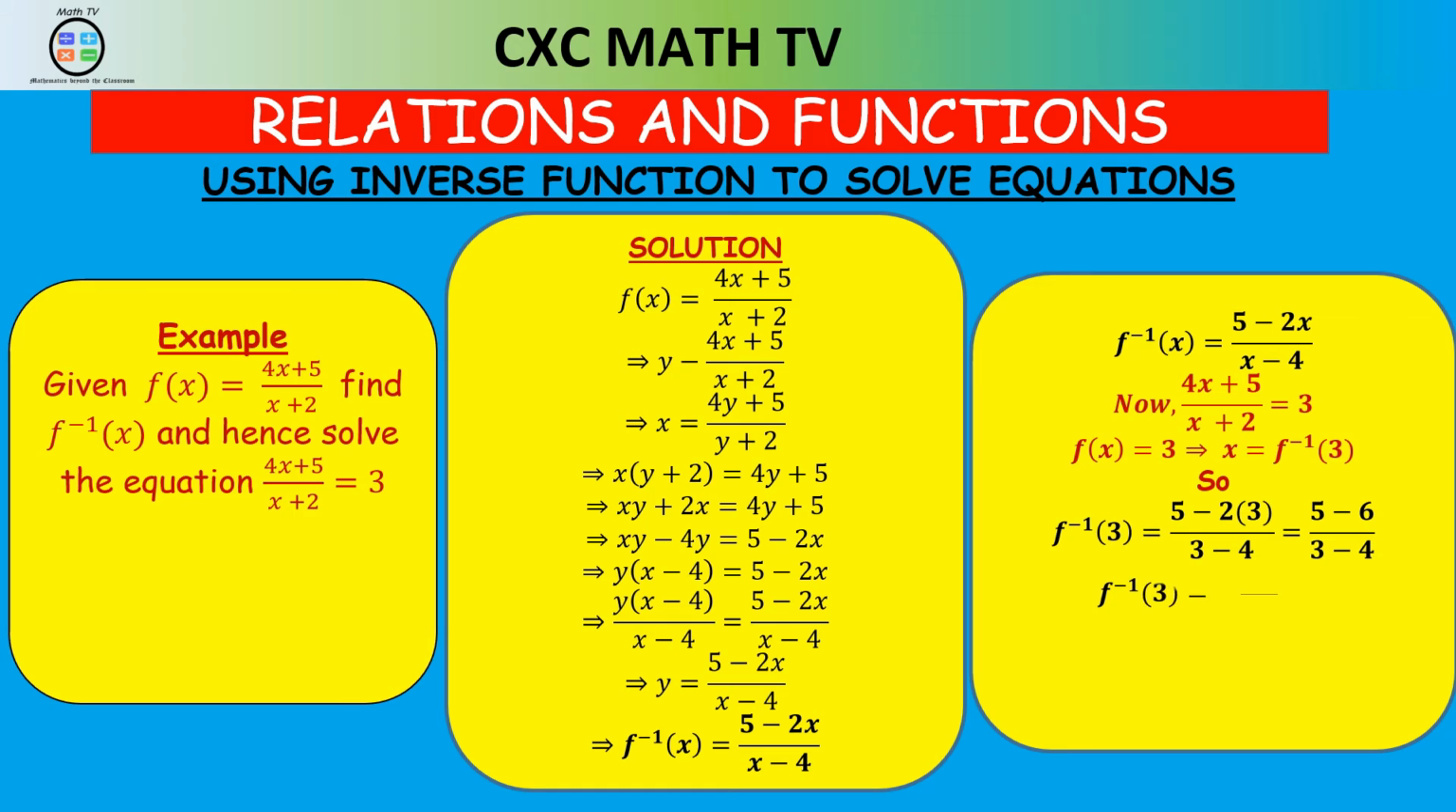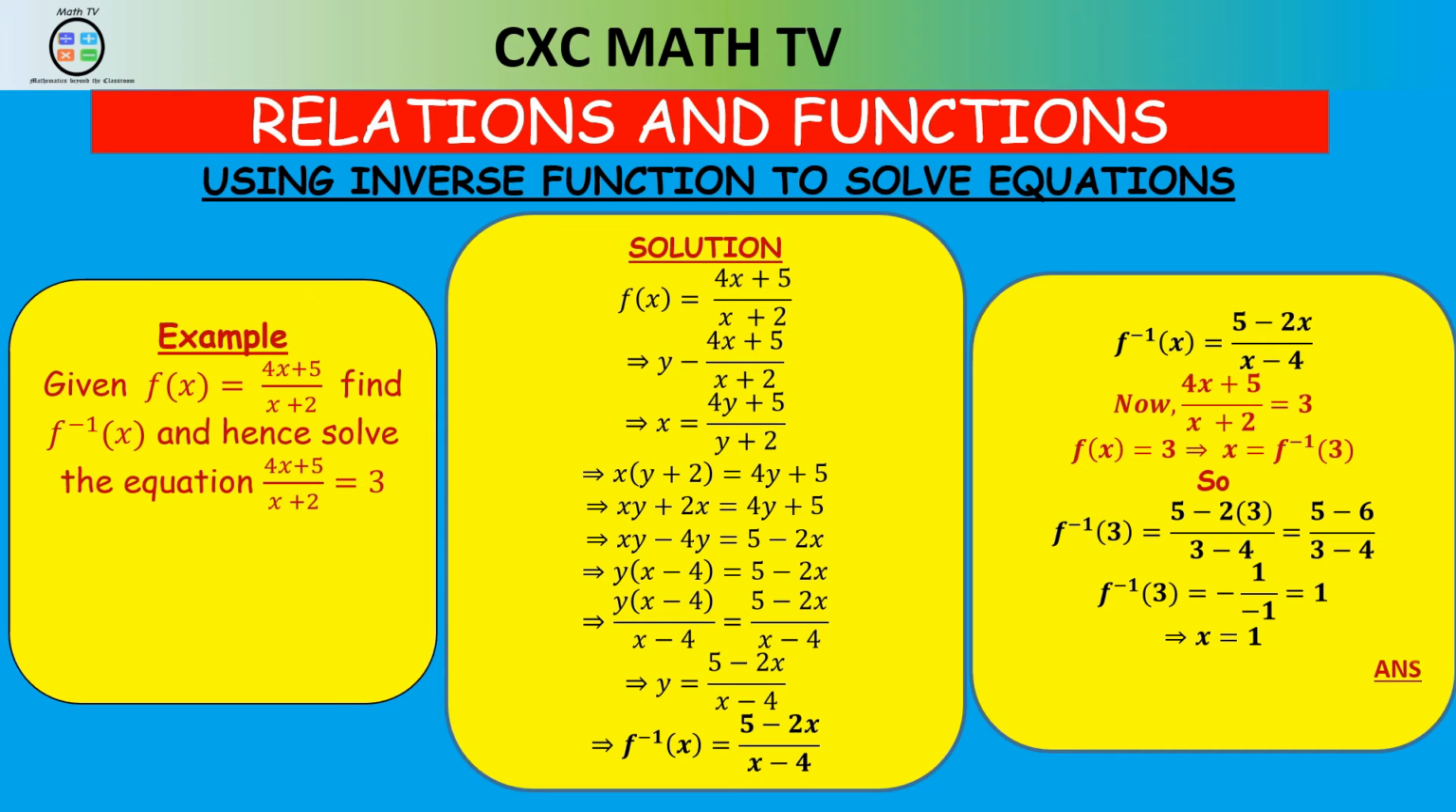Nice. So f inverse of 3 will be: replace x with 3. 5 minus 2 times 3 over 3 minus 4. That works out to be 5 minus 6 over 3 minus 4, which works out to be negative 1 over negative 1, which is 1. So x equal 1. That is your answer. Using the inverse. So we're using the inverse to solve the equation.